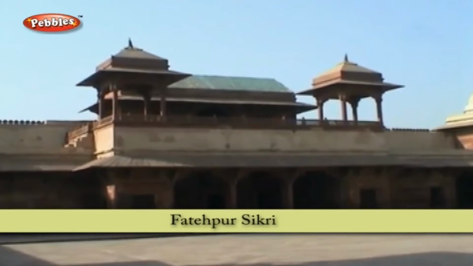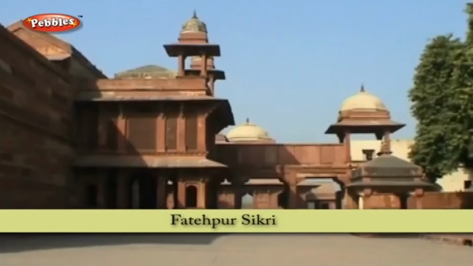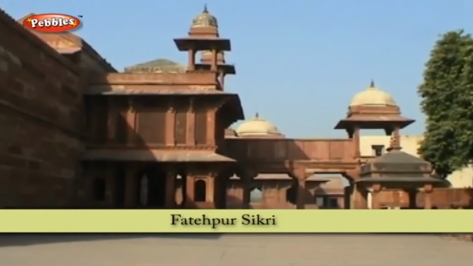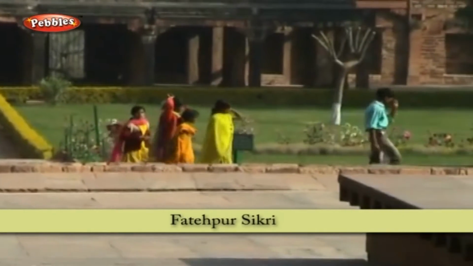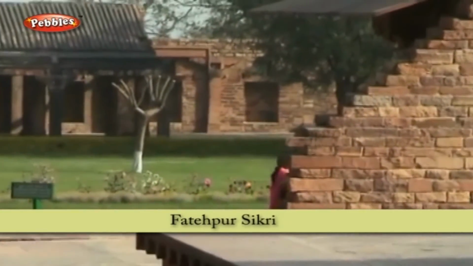The Buland Darwaza was added some 5 years later. Among other important buildings are the tomb of Sheikh Salim Chishti, Naubat or Nakar Khana, Taksal, Karkanas, Khazana, Kazim's quarters, Diwan-i-Am, House of Mariam also called Sunehra Makan, Palace of Jodhbai, Birbal's house, etc.